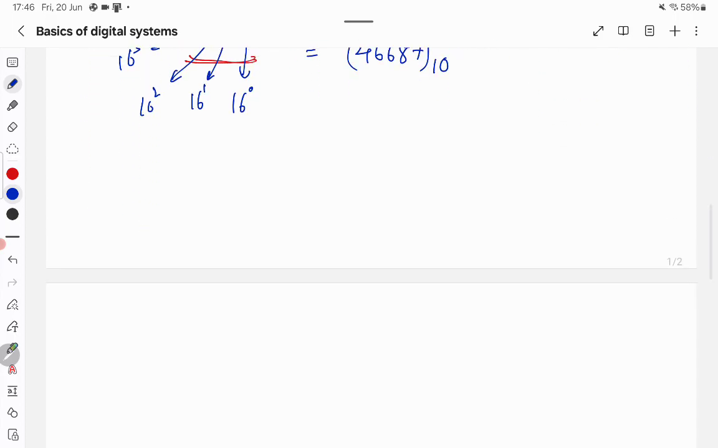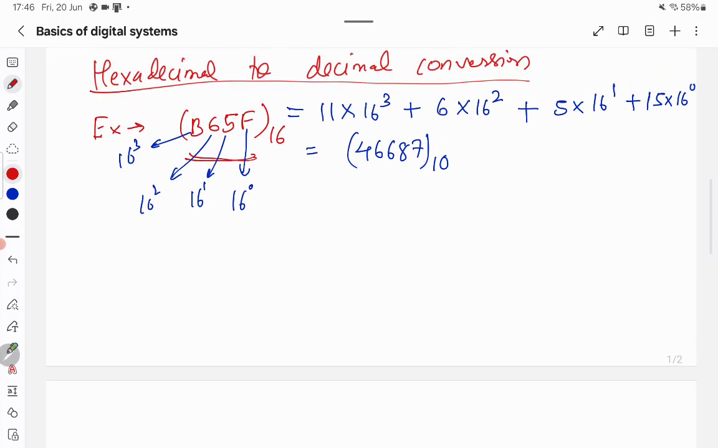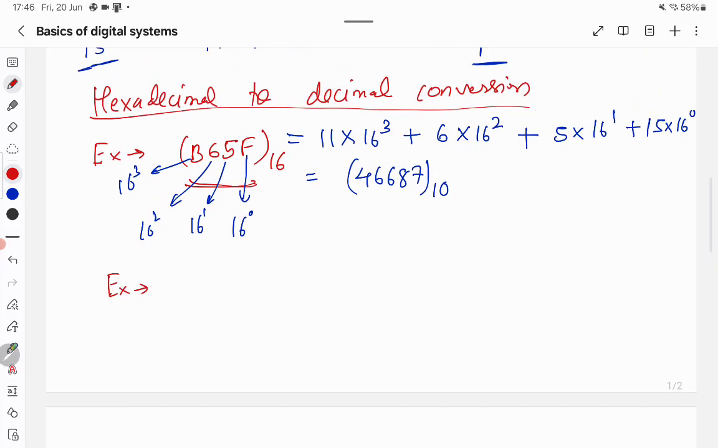Okay, let's look at another example. Let's say you have something like this.